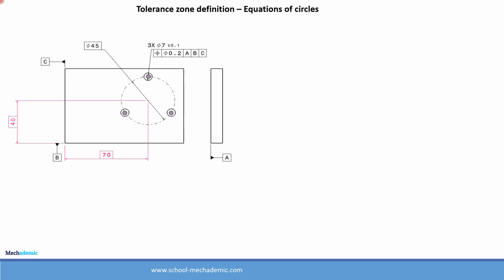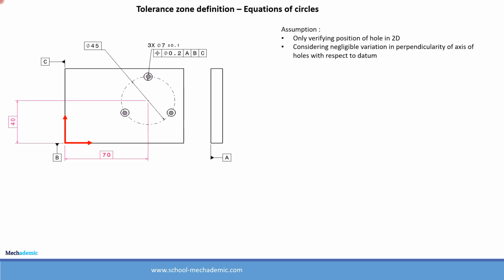So the first step is defining the origin or the coordinate system based on the datums which have been defined. So the origin will lie over here at the intersection of datum B and datum C and datum A. So this is the intersection point of datum A, B and C, and hence this will be the origin. Let us consider the horizontal direction as X and vertical direction as Y.